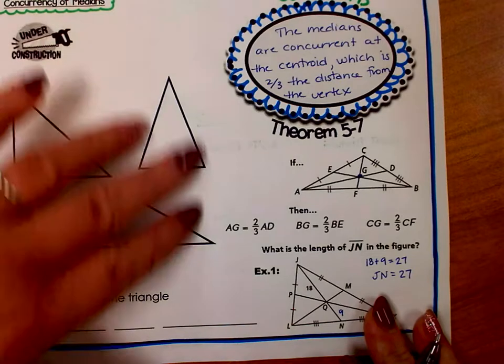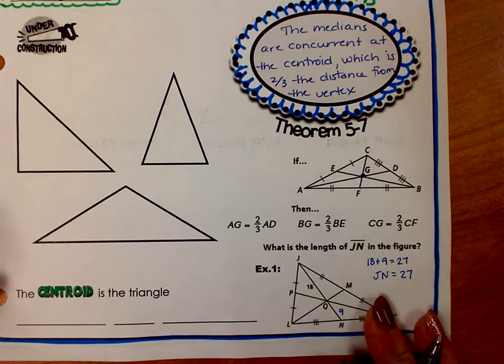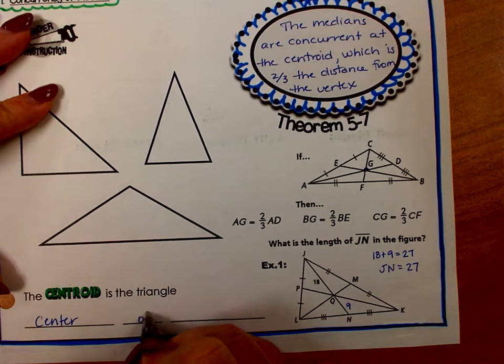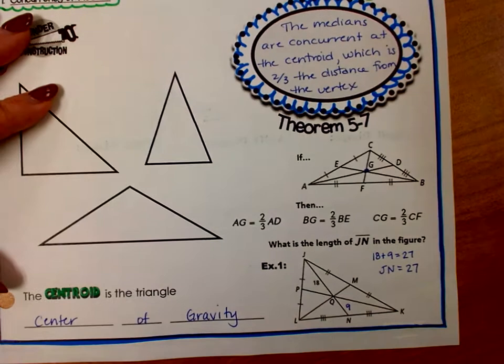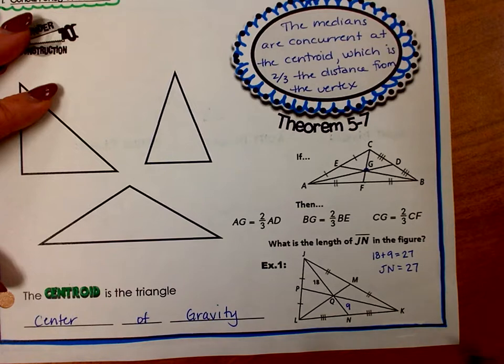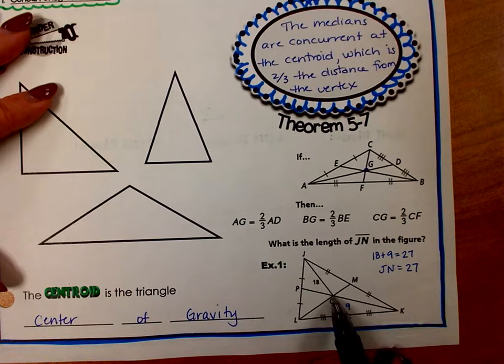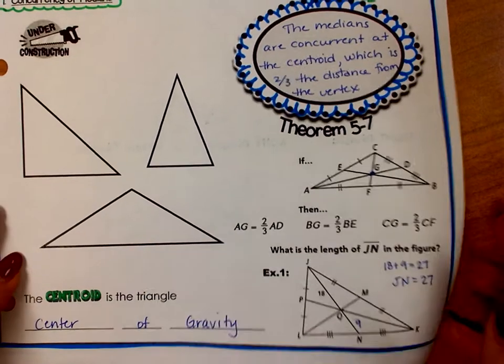For now, we're not going to pay any attention to these triangles. We're going to come back to those when we do our constructions. But it is important that you know that the centroid is the triangle center of gravity. And what that means is that if you have a triangle of any shape and you find the centroid where the medians cross, it will balance on that centroid. That is the center of gravity. Okay, go ahead and flip this over.